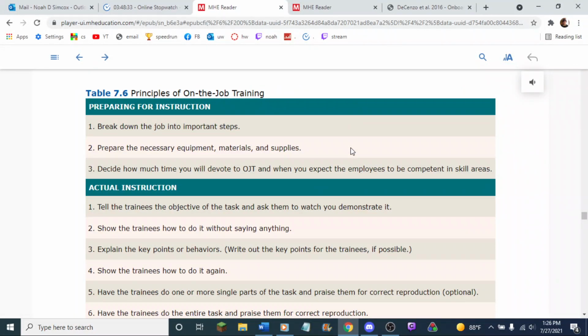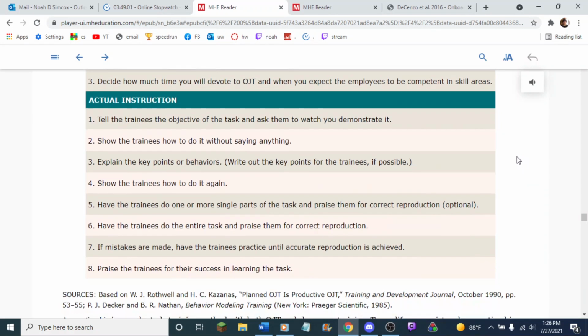Preparing for instruction. Break down the job into important steps. Prepare the necessary equipment, materials, and supplies. Decide how much time you will devote to OJT and when you expect the employees to be competent in skill areas.